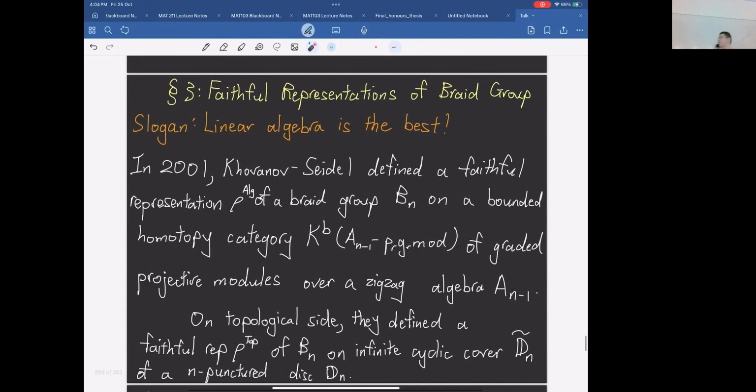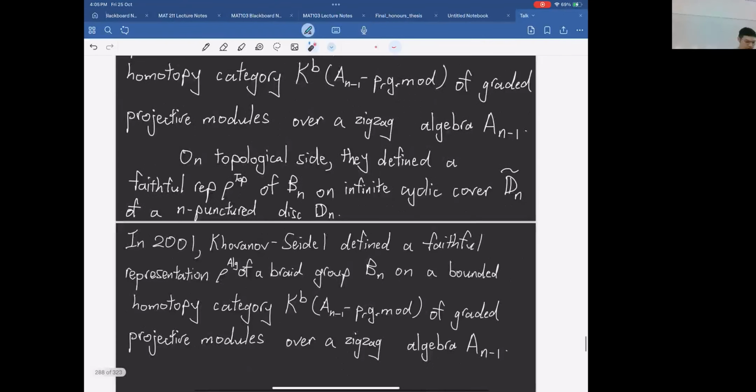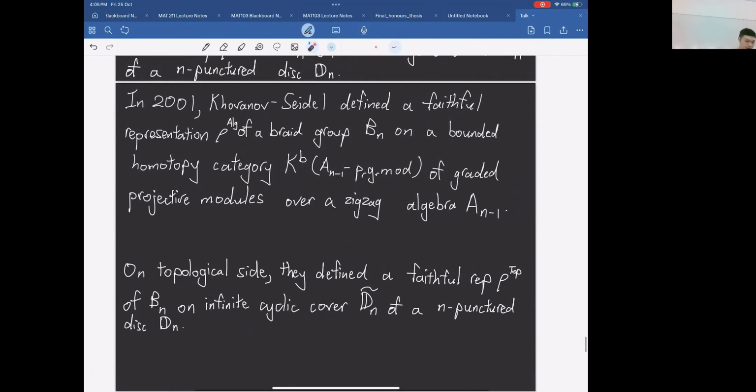In 2001, Khovanov-Seidel defined a faithful representation of the braid group on the bounded homotopy category of some modules over an algebra called A_{n-1}, the zigzag algebra. Simultaneously, on the topological side, they have a faithful representation of B_n on the infinite cyclic cover of an n-punctured disk, which we won't discuss how we define.